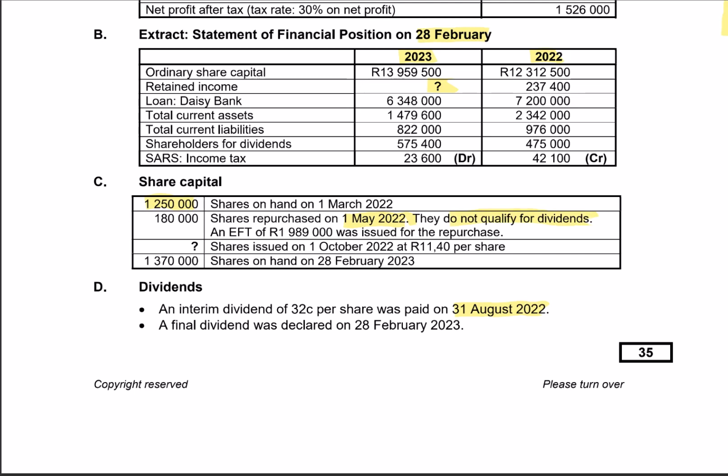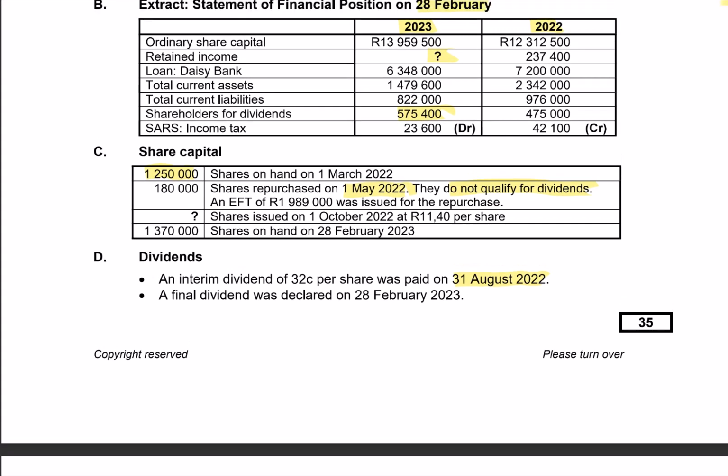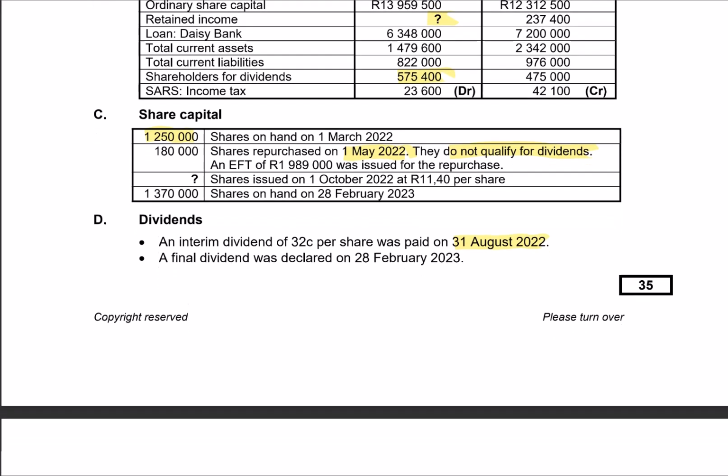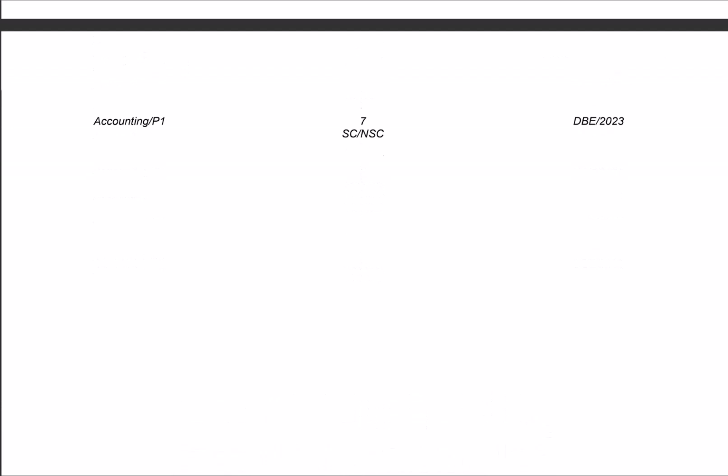Okay, then a final dividend was declared on 28 February. So the final dividend on 28 February will be this figure here. That's why they didn't tell you how much per share the dividend was. They just told you the final dividend, so it will be the closing balance of shareholders for dividends. And that will be our question.